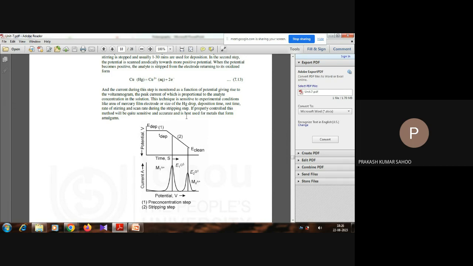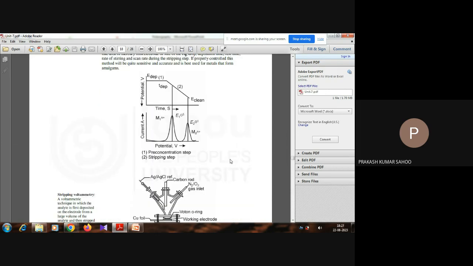So these factors will affect the current. If properly controlled, this method can be very sensitive and accurate, and can be used for metals that can be amalgamated. So this is the pre-concentration step, meaning deposition, that is step 1, followed by the removal of the deposited metal from the mercury electrode.